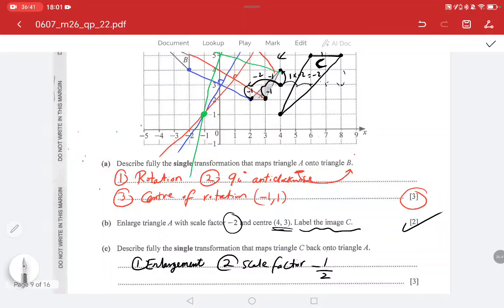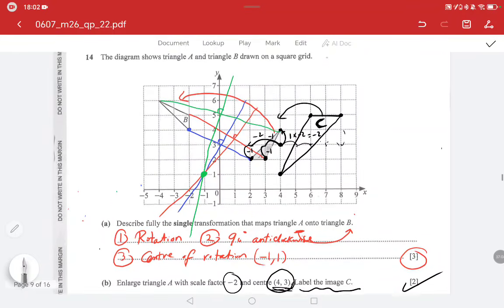Negative 1 half. Okay, number 3 is the center of enlargement. Center of enlargement should be the same, nothing changed. Which is 4, 3. Okay.